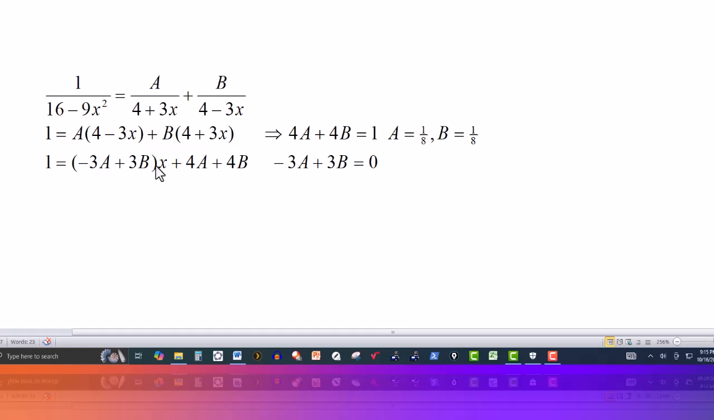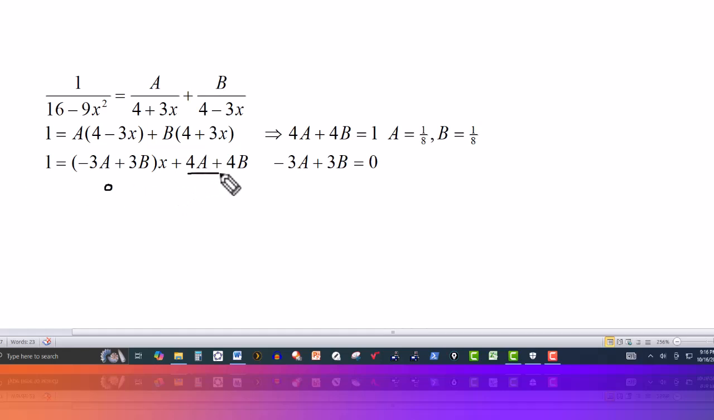Then we collect the x terms and factor out the x. So we have minus 3ax plus 3bx. Collect the terms there, factor out the x, and then 4a plus 4b represents a constant. You have to treat this as an identity. On the left side, we don't have an x, so the coefficient of the x is 0. That tells me that this expression here has to equal 0 because there's no x over here.